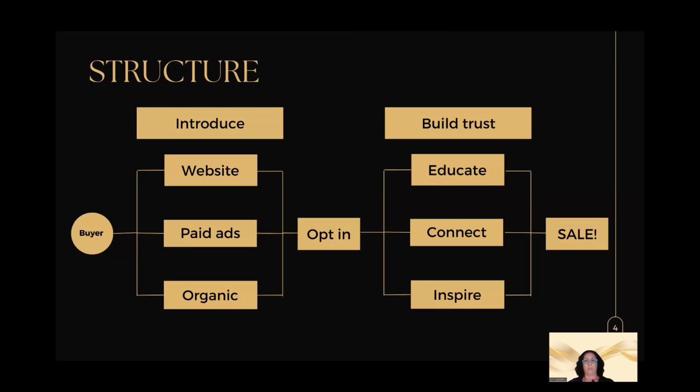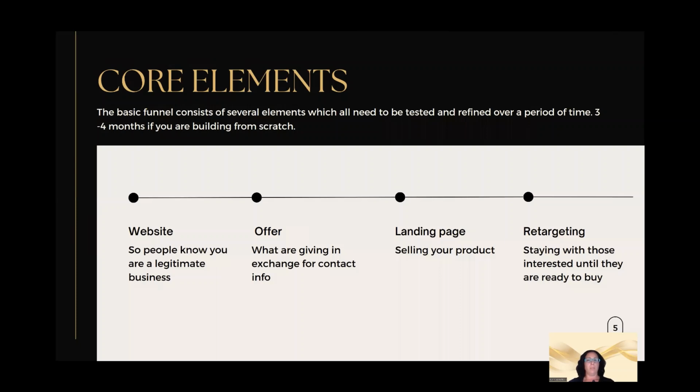And then we can ask for the sale. So now they've already been introduced. They've got to know you a little bit better with some education, some good connection, some inspiration, and then we can ask them for the sale. So that's the top to the bottom of the funnel in a nutshell. Very simple. So here it is in a different way to kind of look at it.